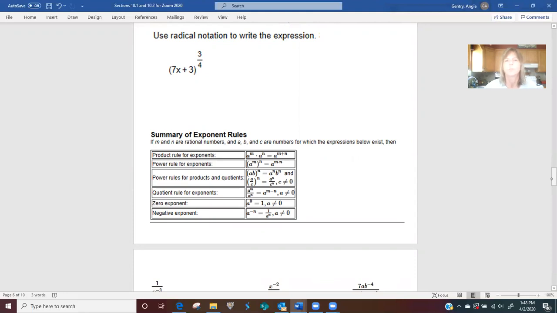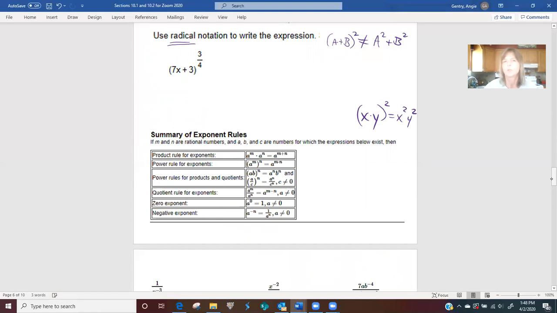Remember this. When you have a sum or a difference, you cannot just take the exponent to each one, okay? Now, if you have something times something and you square it, you see that's the key, then that's x squared, y squared. You learned that back in polynomials. But this is a binomial squared, and if you remember this, you would have to FOIL this. You can't do that with a 3/4. It's not gonna work. So it says use radical notation.